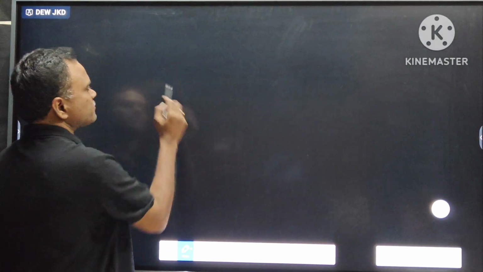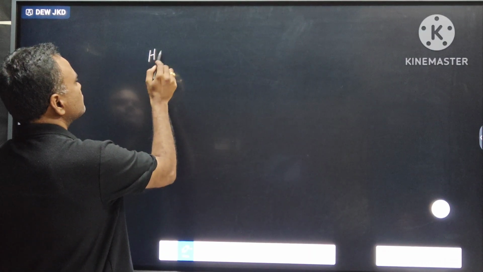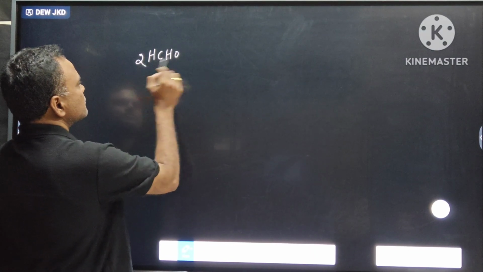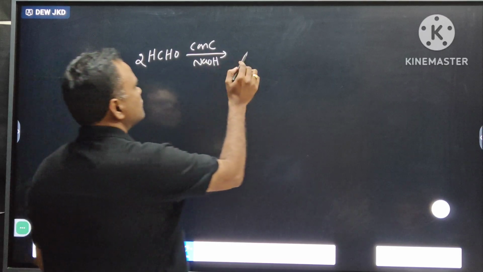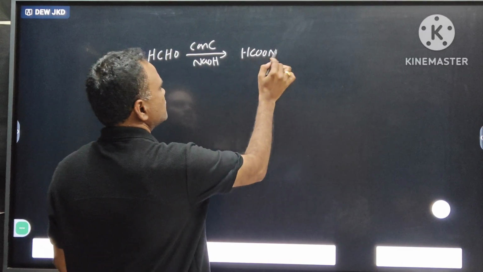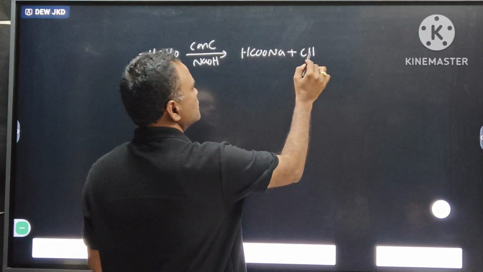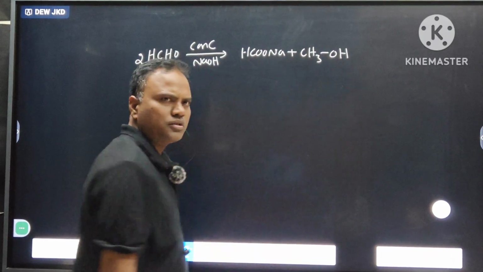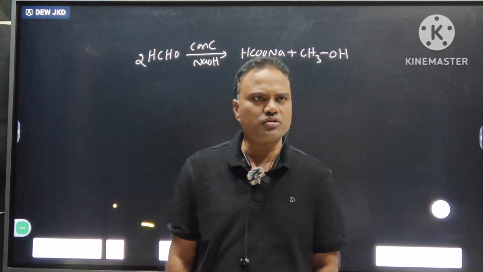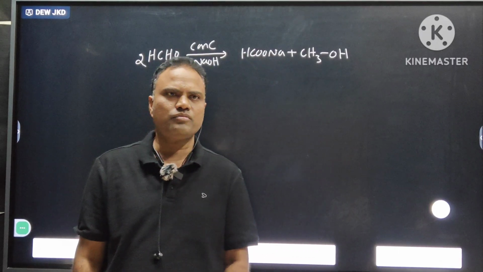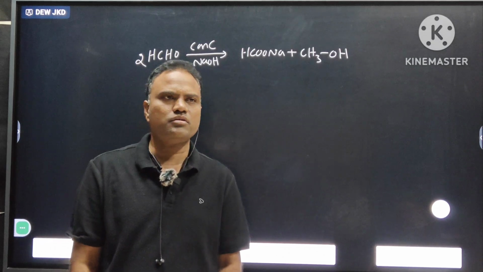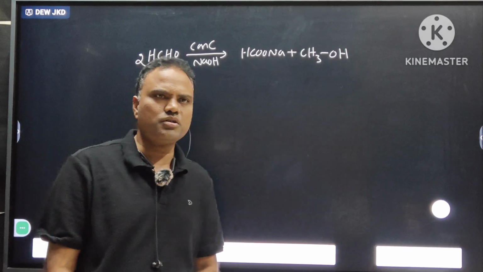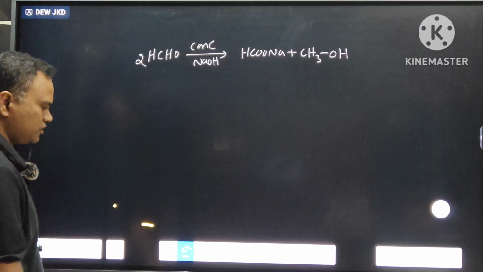See the mechanism for formaldehyde case. Concentrated base, sodium hydroxide, gives HCOONa and CH3OH. Have you given mechanism yesterday? Mechanism also over. With mechanism, 2 steps, right? Okay, then. Mechanism also finished, no? Okay.